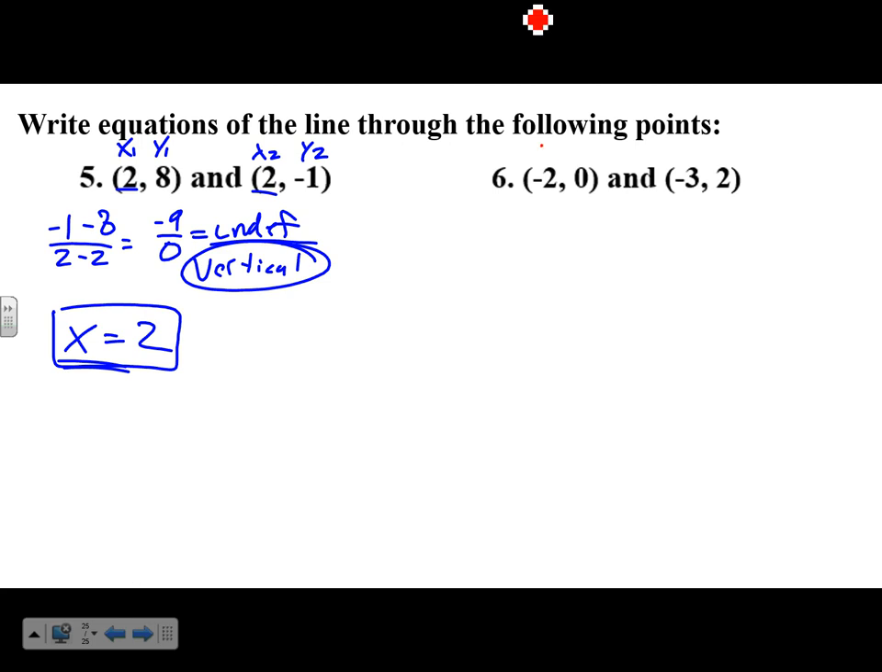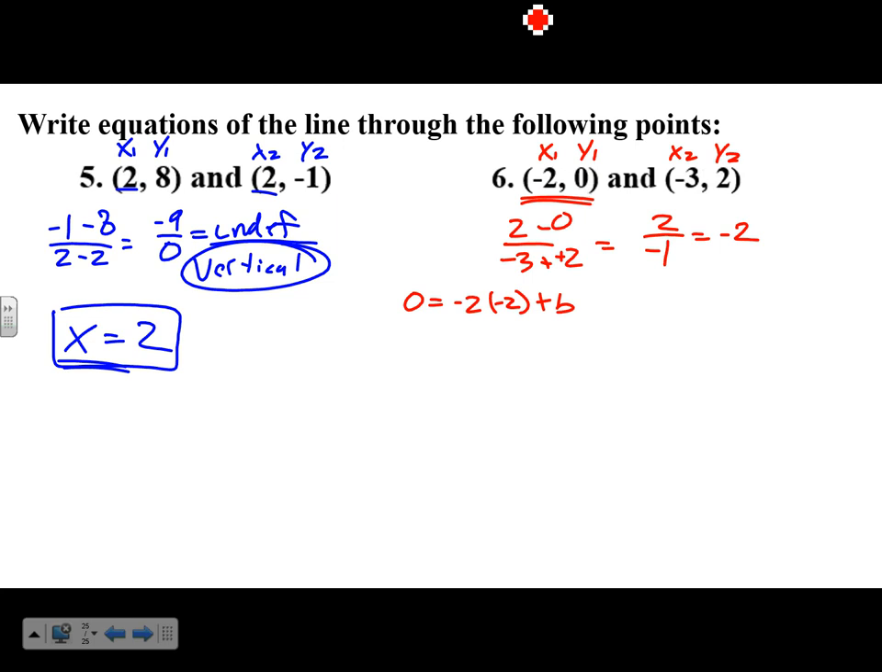And last one, we have x1, y1, x2, y2. So we have 2 minus 0 over negative 3 minus negative 2. So that's 2 over negative 1, which is just negative 2. So I'm going to use this one. So I have my y is 0 is equal to negative 2 times negative 2 plus b. So it's 0 is equal to positive 4 plus b. Subtract 4. Negative 4 is equal to b. So your answer, y is equal to negative 2x minus 4 for that one.